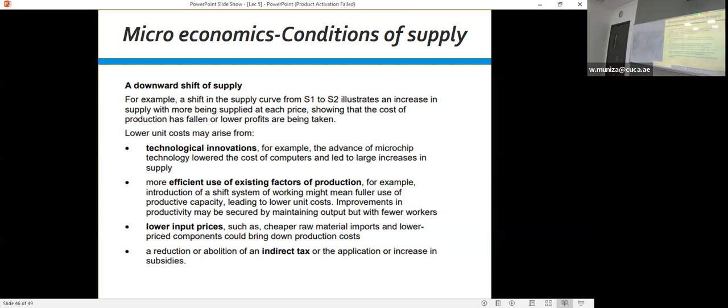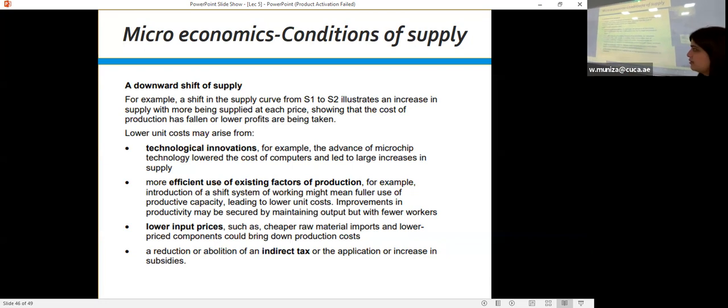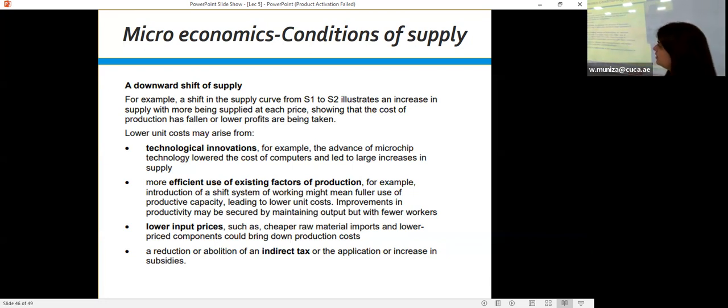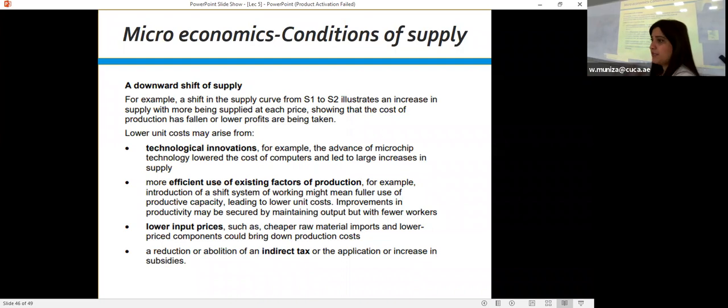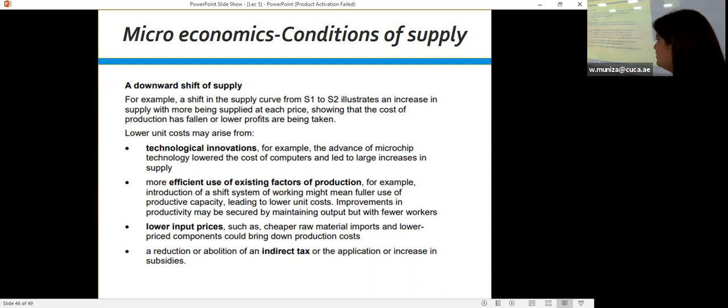Then lower input prices, such as cheaper raw material, imports and lower price components, could bring down production costs. So since the production costs are going to be lower, with input prices like raw materials and all the inputs given to the product being lower, the supply is going to increase, even if the prices are constant. A reduction or abolition of an indirect tax, or the application or increase in the subsidy.